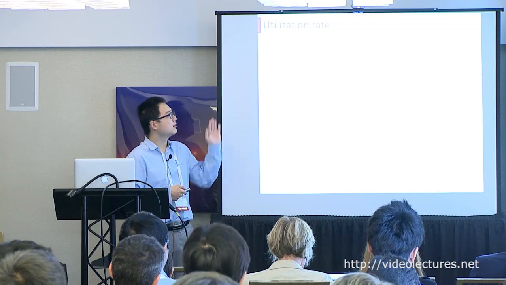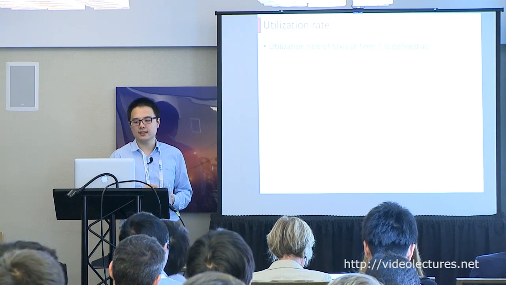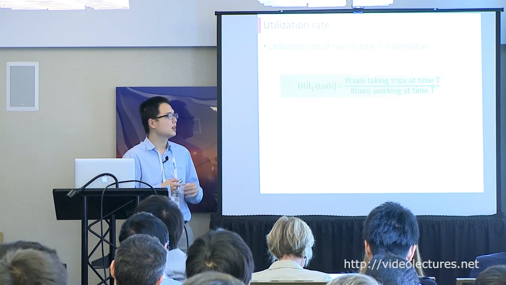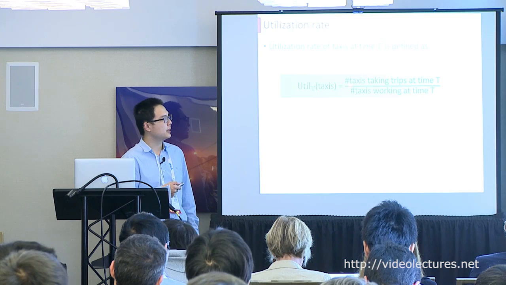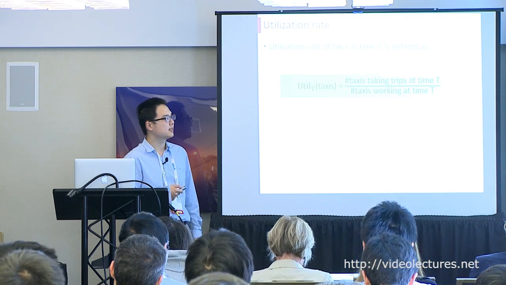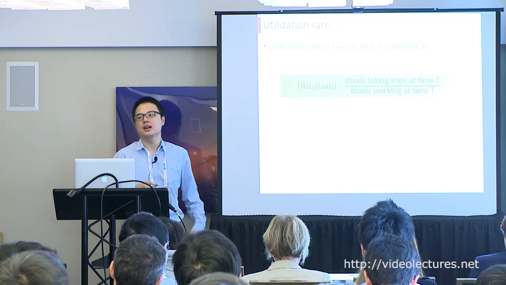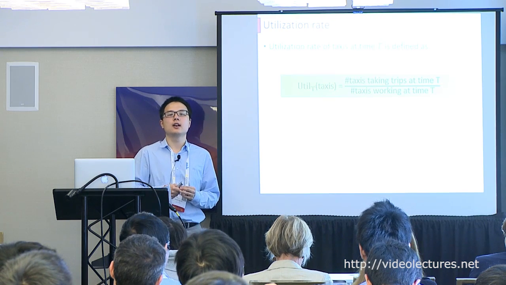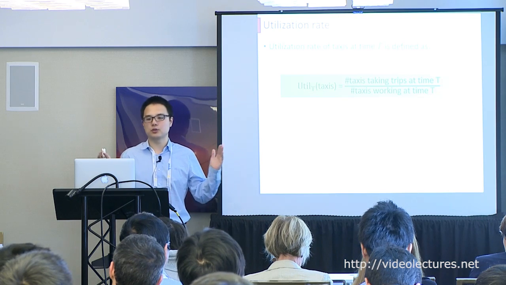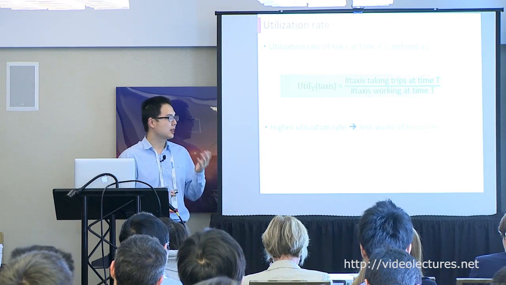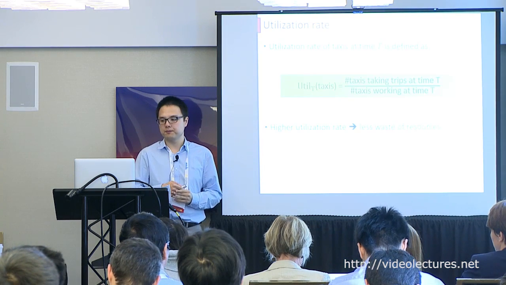This can also be seen from the utilization rate. Here, this metric is defined over time. So at time t, the utilization rate is defined to be the number of taxis taking trips at time t divided by the number of taxis working at time t. A taxi is defined to be working between the start time of its first trip and the end time of its last trip. A higher utilization rate leads to less waste of resources.